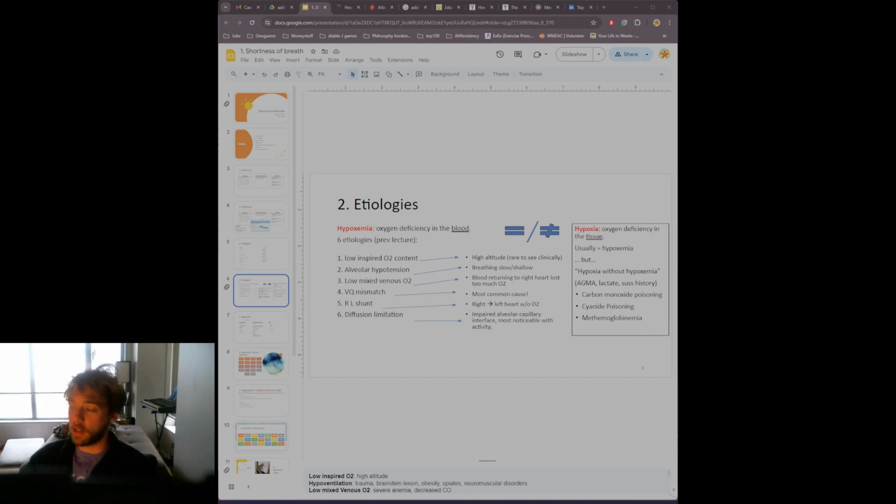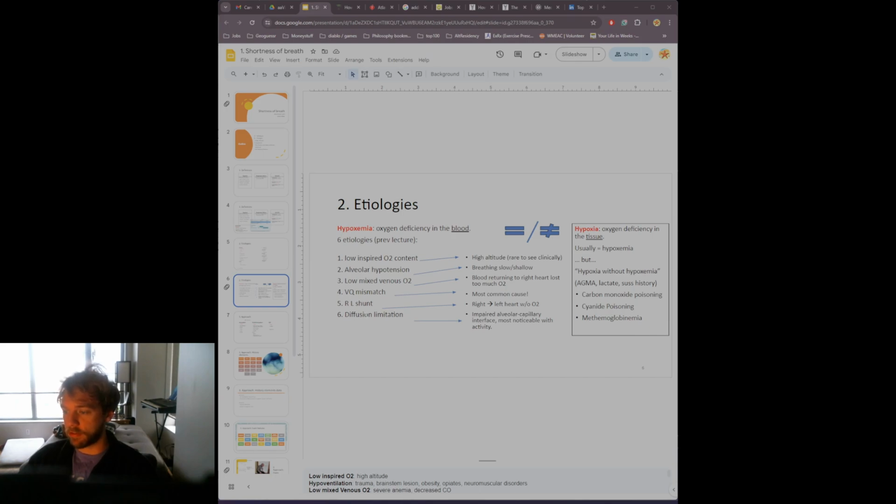The next is right to left shunt. This is probably another more uncommon cause, where you see this in congenital pediatrics, probably with a right to left shunt. You may see this later in Eisenmenger syndrome or with severe valvulopathy. So somehow blood from the right heart is going to the left heart without oxygenation happening. You can think through a number of reasons that would happen physiologically and pathologically.